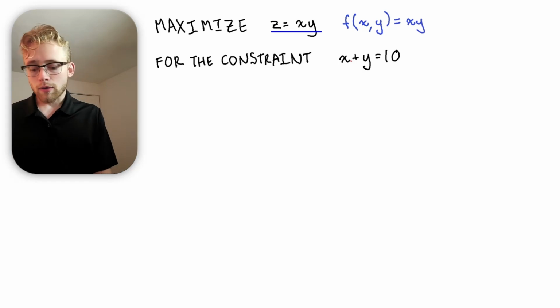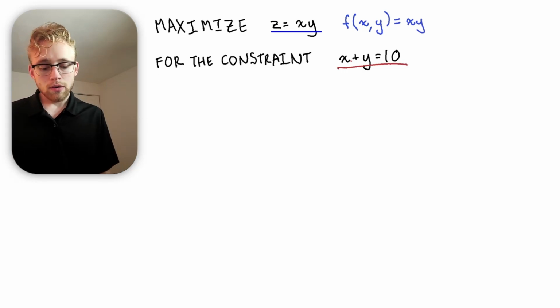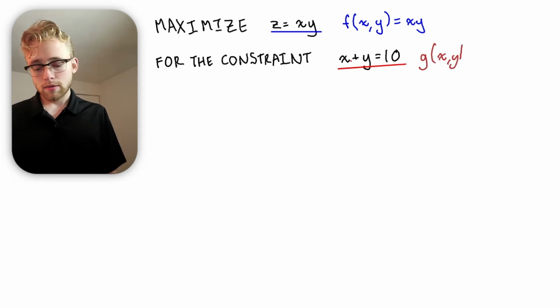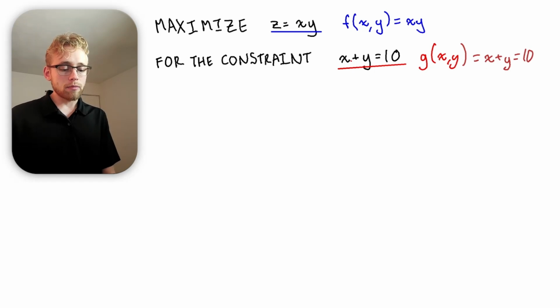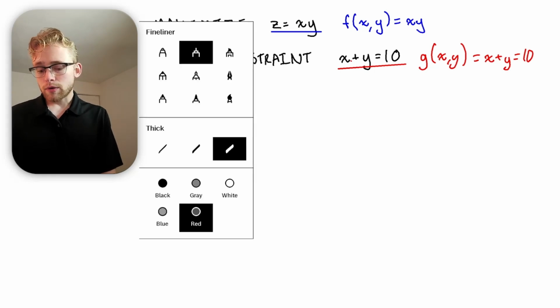Now for our constraint function, we're going to call that g of x, y is equal to x plus y is equal to 10. What we did there was put the constant in here as well, because that's also part of our constraint equation in this case. We're going to need that when we go to solve for our x and y values when we're finding our critical points.